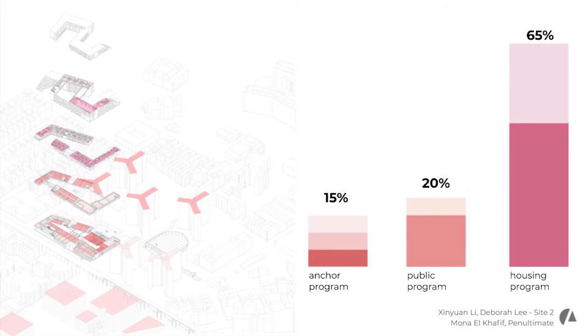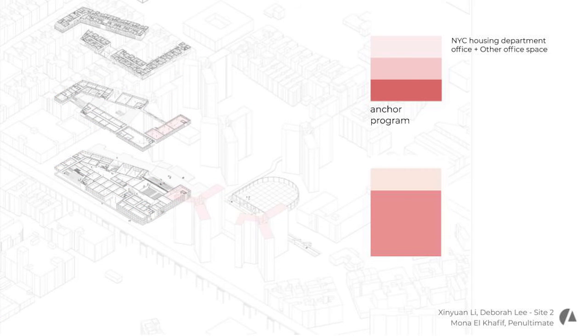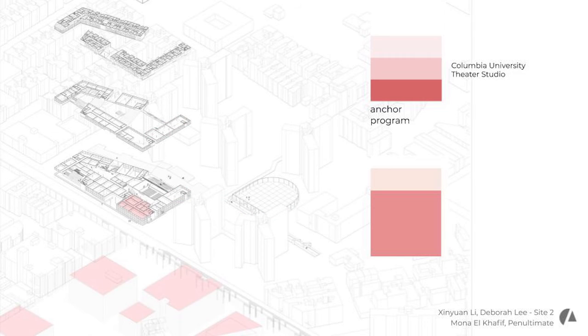Our program is distributed to have 50% of the program for the anchor program, 20% for the public program, and 65% for the housing program. The anchor programs and public programs are situated in relationship to its context, like the New York City Housing Department office space located on the south corner close to the tower housing. The Columbia University Theater Studio program is located at the southwest corner closer to the other Columbia buildings.